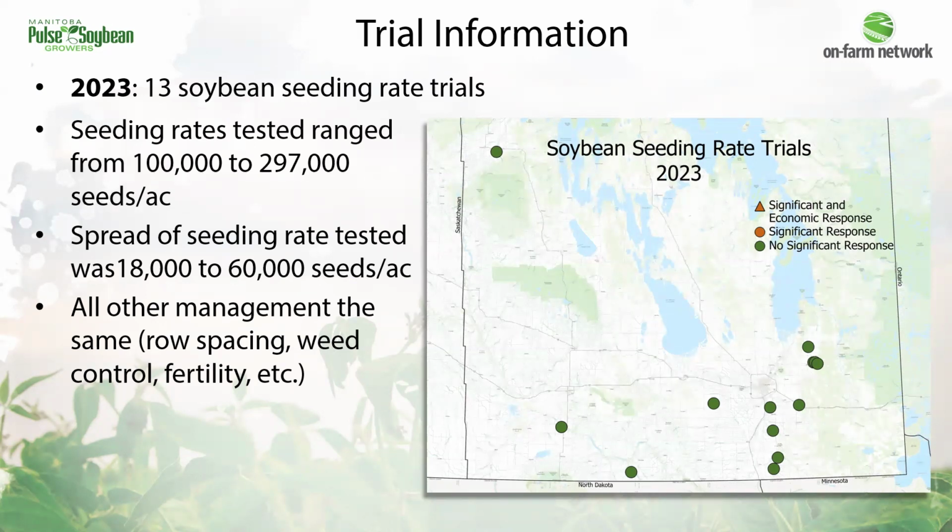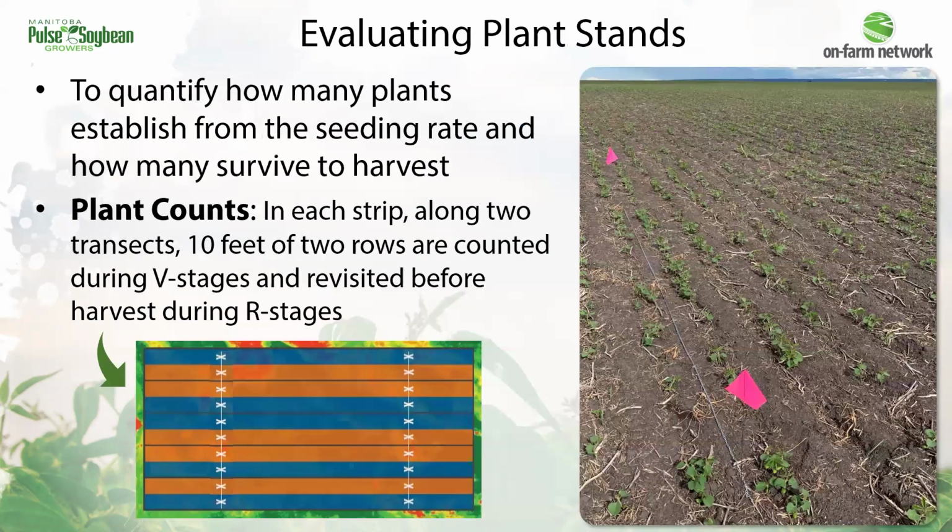Other than seeding rate, the field and the trial are managed normally, and plant counts took place at vegetative and reproductive stages. In all of our on-farm trials, we evaluate plant stands by taking plant counts. This tells us how many plants are establishing from the seeding rate in the field, and also how many are surviving to harvest. Are we seeing any plants dying off throughout the season from something like competition?